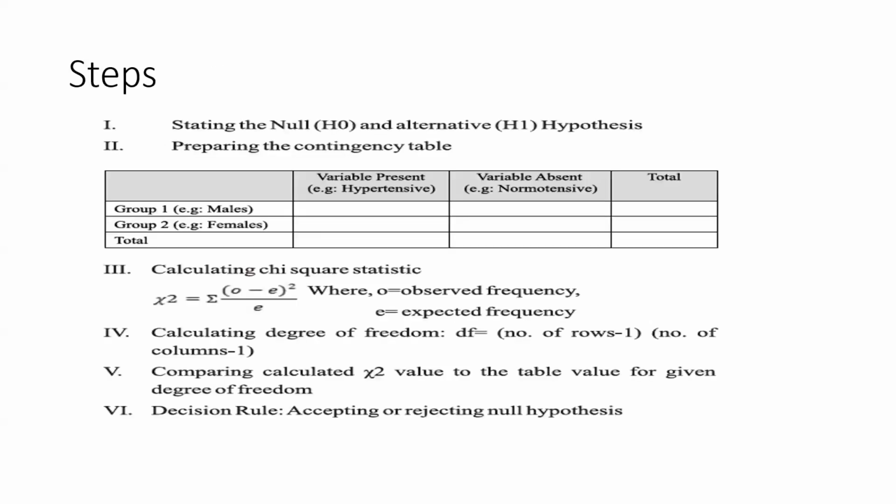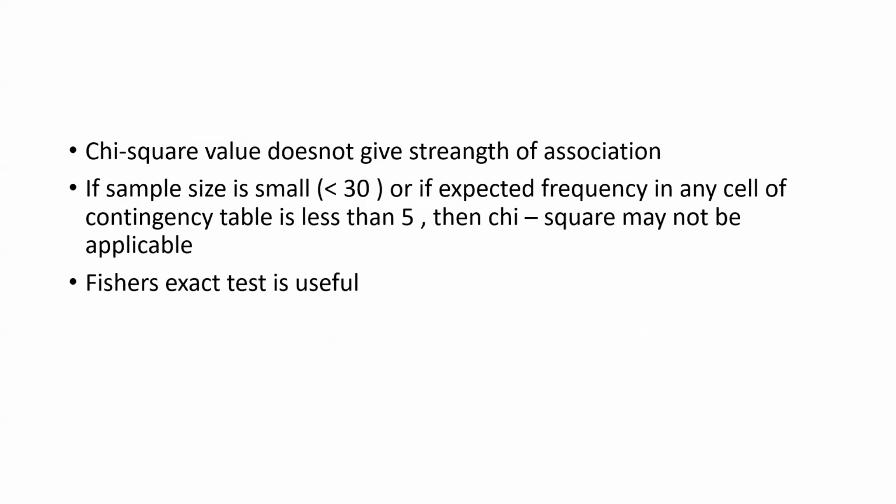Now the steps are stating the null hypothesis and alternative hypothesis, preparing the contingency table, then calculating the chi-square test statistic, calculating the degrees of freedom, and comparing the calculated chi-square value to the table value for the given degrees of freedom. Then the decision rule: accepting or rejecting the null hypothesis. The chi-square value does not give the strength of association. If sample size is small or the expected frequency in any cell of the contingency table is less than 5, chi-square may not be applicable. Fisher exact test is useful in this scenario.